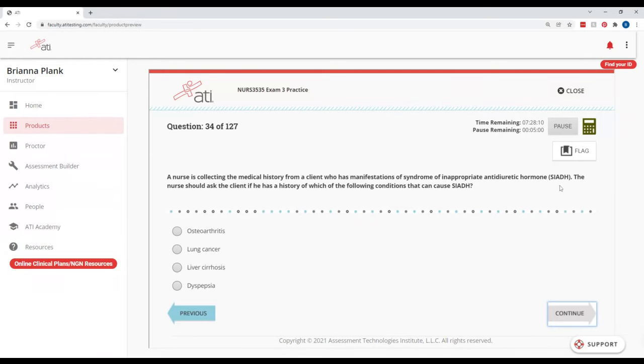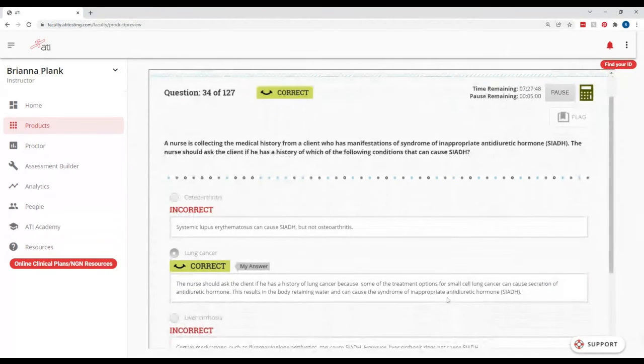Okay, we have a patient with SIADH. We want to know which of the following conditions is a risk factor for SIADH. I guess this would be, and that is correct. The treatments that they've taken for that can cause secretion of antidiuretic hormone, which can result in SIADH.